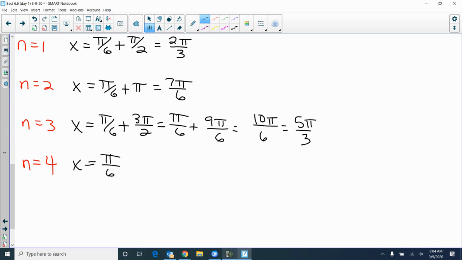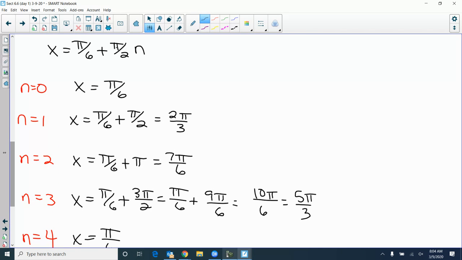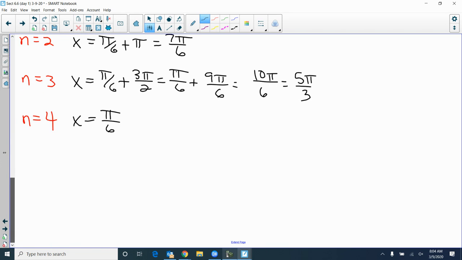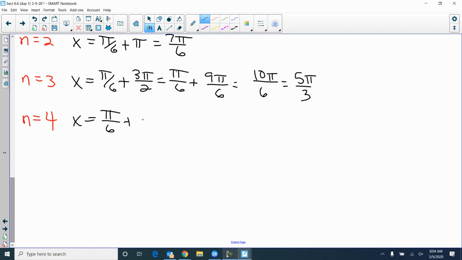And hopefully you'll notice what's going on here. What is pi over 2 times 4? That ends up giving me 2 pi. So pi over 6 plus 2 pi. And I get 13 pi over 6, which is too big.